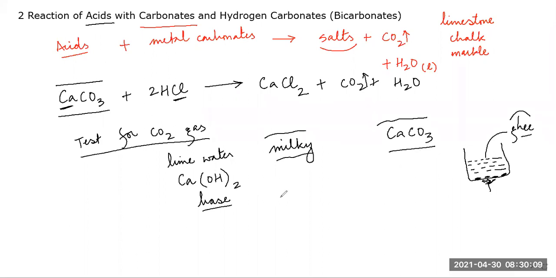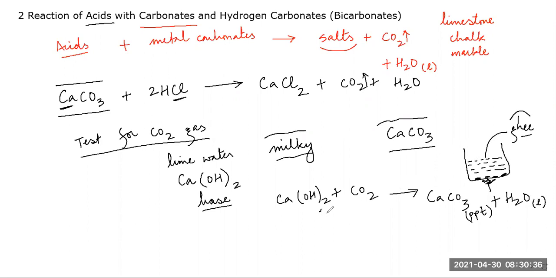How can we write this reaction? Calcium hydroxide plus carbon dioxide will give us CaCO3. These are the precipitates, I can write PPT, plus water. Okay. If it is not balanced, you can balance it. Here I will write L, right? Calcium hydroxide is in aqueous state. Carbon dioxide obviously is a gas.